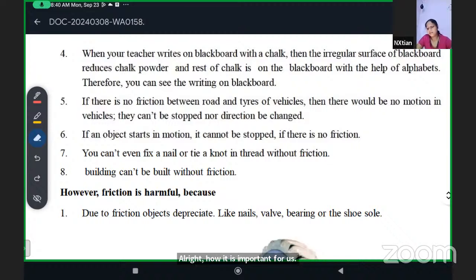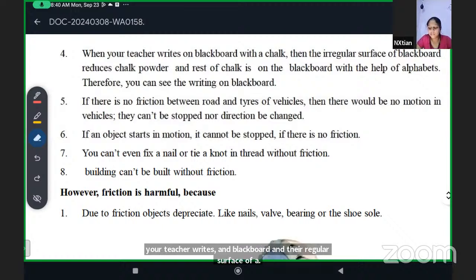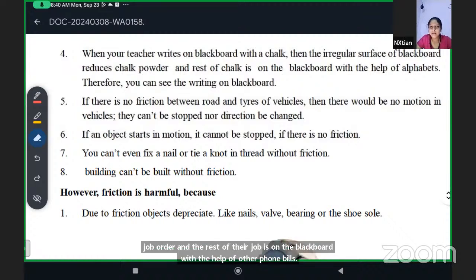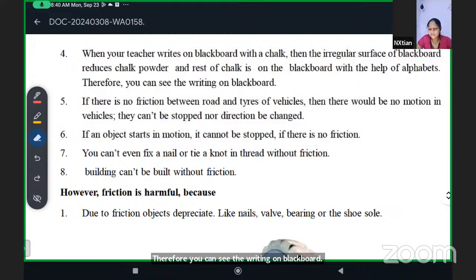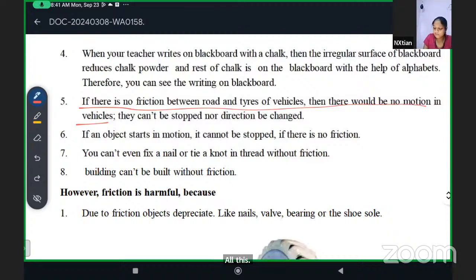When your teacher writes on the blackboard with a chalk, the rough surface of the blackboard reduces the chalk to powder, and the rest of the chalk stays on the blackboard in the shape of alphabets. Therefore, you can see the writing on the blackboard. Then, if there is no friction between the road and the tires of the wheel, there would be no motion in the vehicles. Friction causes the car to move. Without it, vehicles cannot be stopped and their direction cannot be changed.